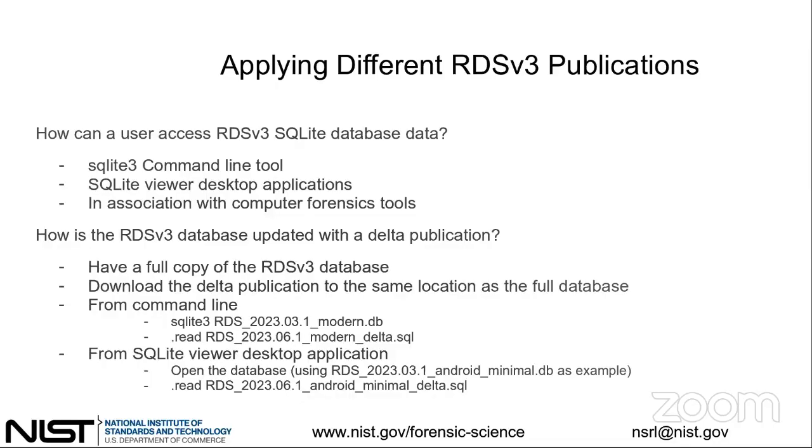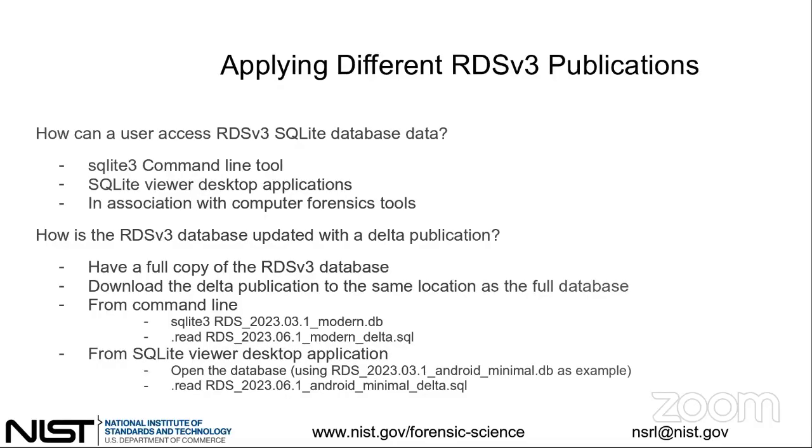So how is the RDS-v3 database updated? With a Delta publication, fairly easily. If you have that full copy of the RDS release, download the Delta publication. Like I say, that's a 2 or 3 gig file. From the command line, you do 2 quick commands: sqlite3, and then the name of the database you want to open, and then a simple command .read, and then the name of the Delta file that you want to apply. That's it. It takes a few quick minutes, and it will insert all of the new metadata that we're distributing at that point in time, and also update the version in the database itself.